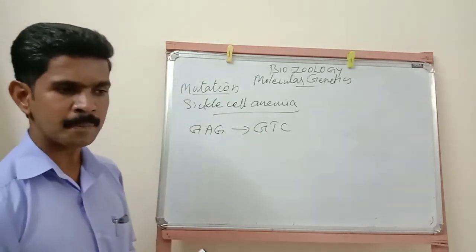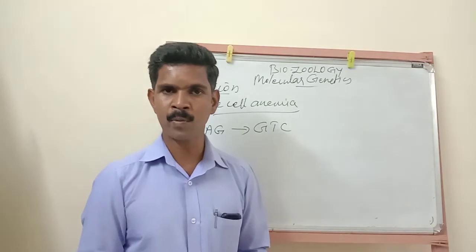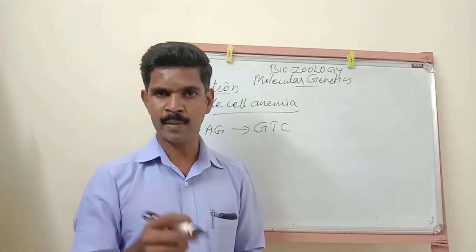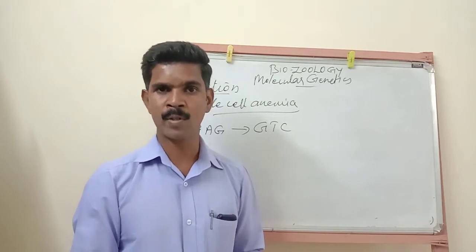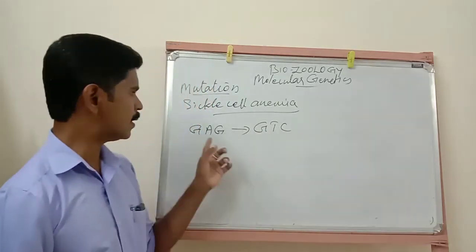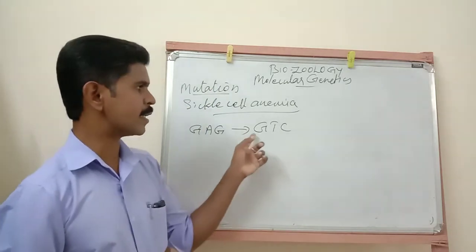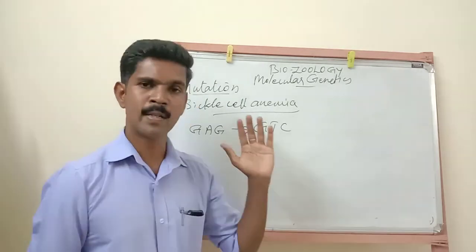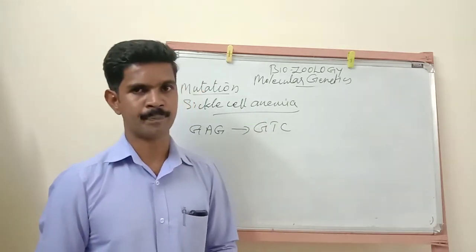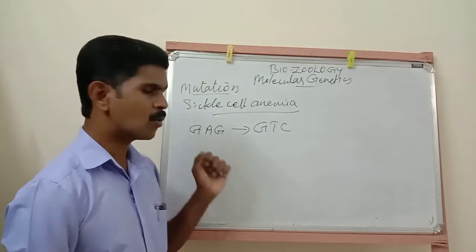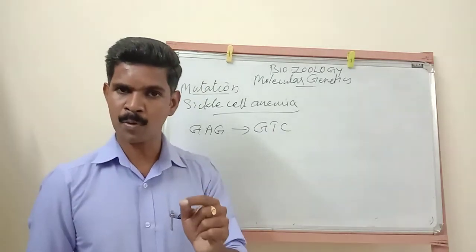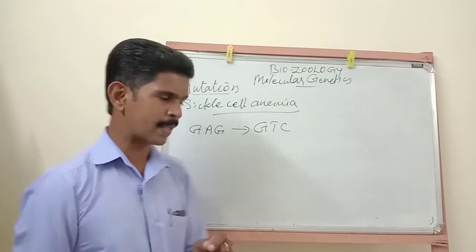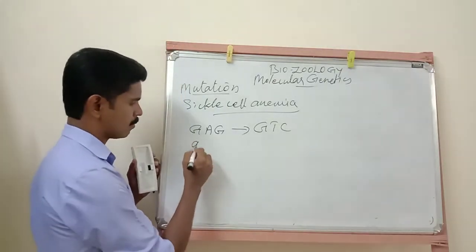So beta alleles present in the beta hemoglobin gene are responsible for the production of the normal hemoglobin molecule. When this gene is involved in mutation, in the sixth position, the codon GAG is changed into GTC codon. So it cannot produce the normal hemoglobin molecule. Then this codon is responsible for the production of one amino acid. The name of that amino acid is glutamic acid.